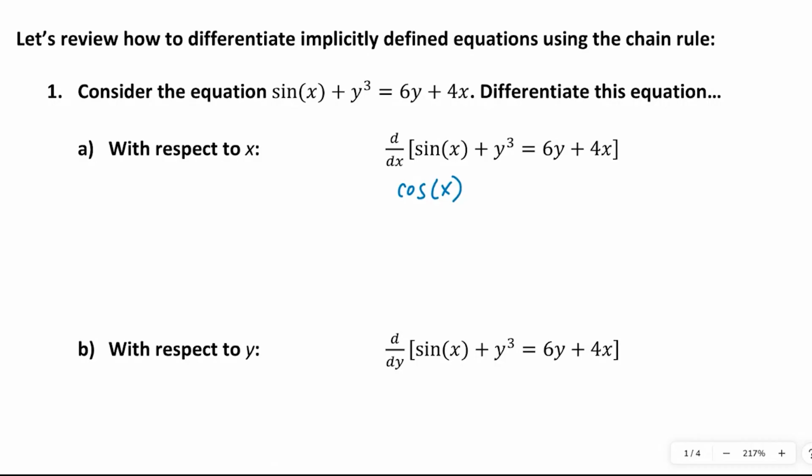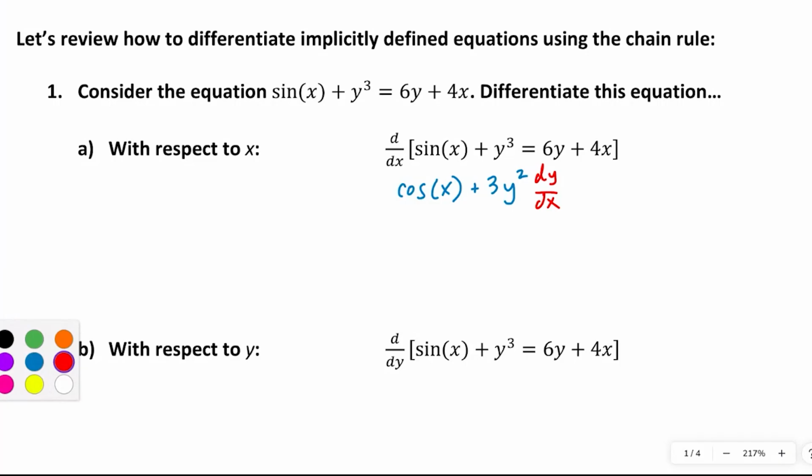But the derivative of y cubed with respect to x, we need to use the chain rule on this. We want to be thinking about y as a different function. So using the chain rule, we'll differentiate the something squared and get 3y squared. But then we need to multiply by the derivative of y with respect to x. Now, the derivative of y with respect to x is dy/dx.